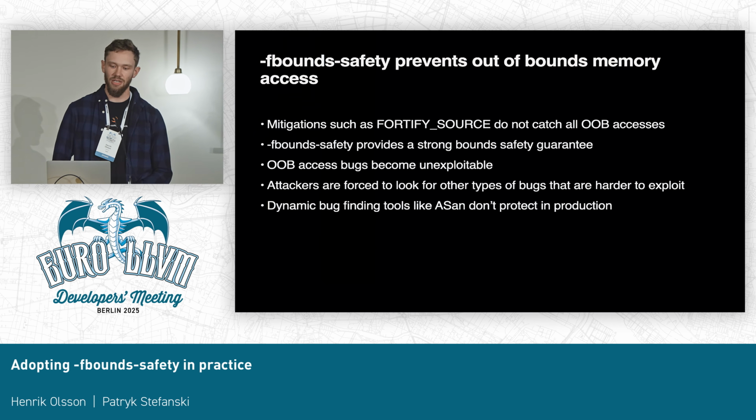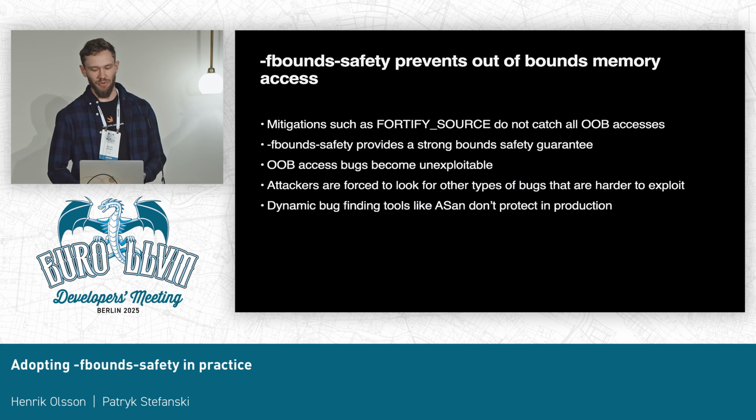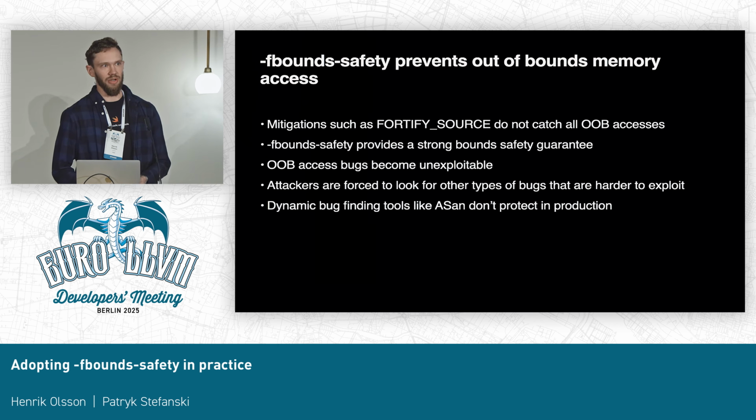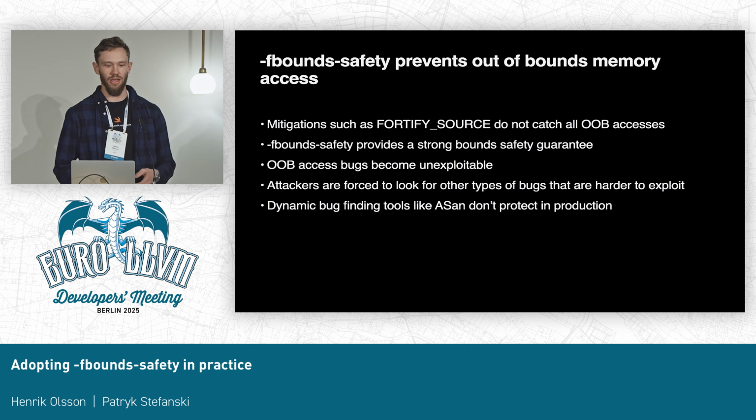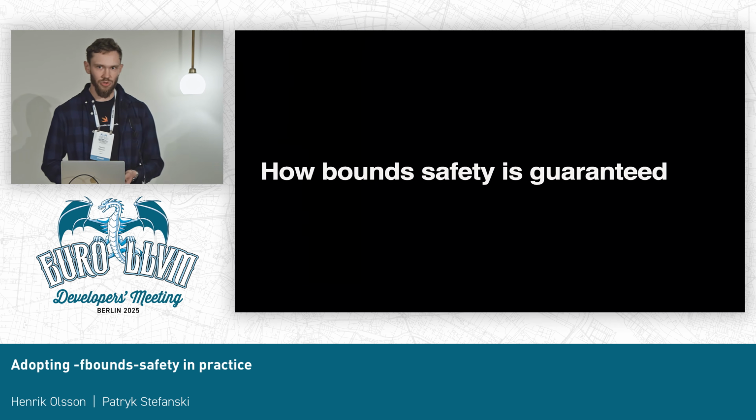Fbounds-safety detects and prevents out-of-bounds accesses. Unlike other bounds safety mitigations for C, like Fortify Source, fbounds-safety offers a comprehensive model for preventing out-of-bounds access from being exploited by attackers. This improves security by forcing attackers to find other bugs of other types that are harder to exploit. And I want to be clear here, while fbounds-safety can help you find bugs, that's not really its intended purpose. It's meant to be used in production where it can prevent live attacks. Let me show you how this is achieved.